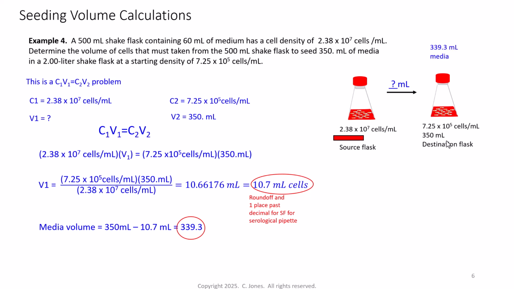That's my mistake. So again, we're going to add 339.3 mils into the destination flask first, and then we're going to passage 10.7 mils of a cell culture that is 2.38 times 10 to the 7th cells per mil. We're going to passage 10.7 mils of that cell density into our destination flask, and then give it a little swirl and put it on the shaker.